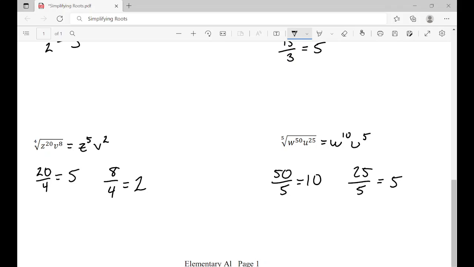And that's how you would do coefficients and variables. With the coefficients, or our numbers, make a factor tree if you're not sure what the perfect square is. And if you got variables, you want to do the division.